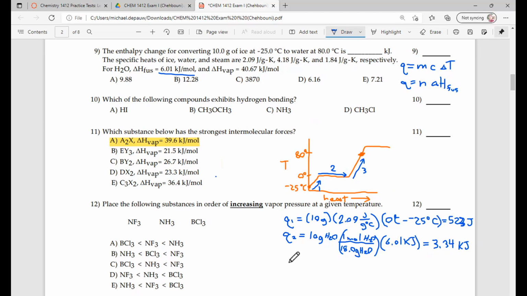I have to solve for Q3. Which equation am I going to use for that one? So once again, I still have my 10 grams. And I'll use which specific heat? 4.18. It's the one of liquid water, right? So be careful. 4.18 joules per gram degree Celsius.